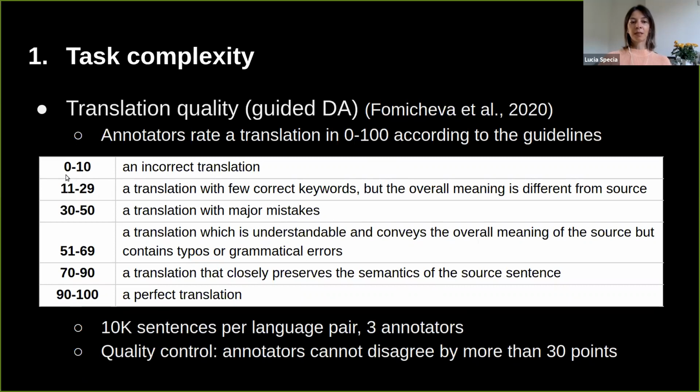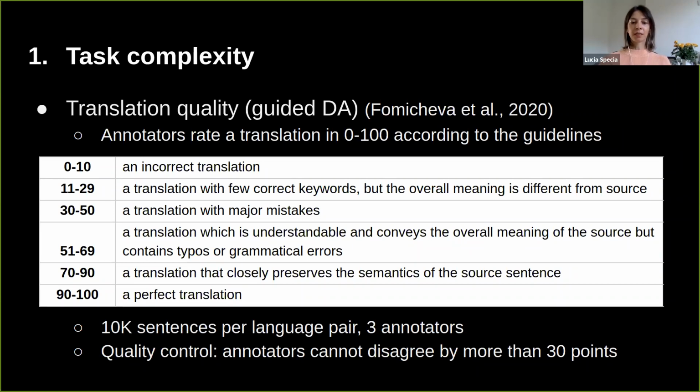So we split it in bins. From 0 to 10, we say it's an incorrect translation, could be completely incorrect, so 0, or somewhat have some words that are correct, and so on, all the way to 90 to 100, where you have a perfect translation. So we allow for some flexibility, but we fix the bins essentially.